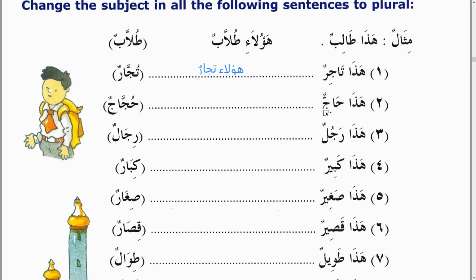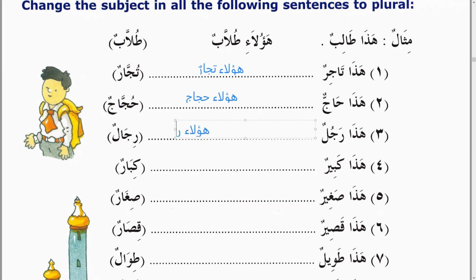هذا حاج. This is a pilgrim, singular. حاج. What is the plural? حجاج. So هؤلاء حجاج. We use هؤلاء حجاج. هذا حاج. This is a pilgrim. هؤلاء, these are pilgrims. هذا رجل. هؤلاء رجال.